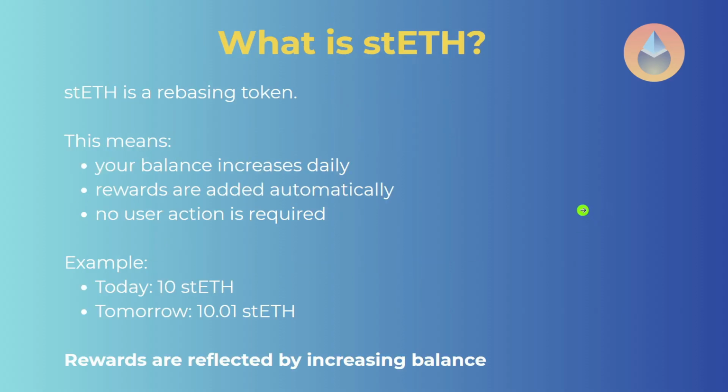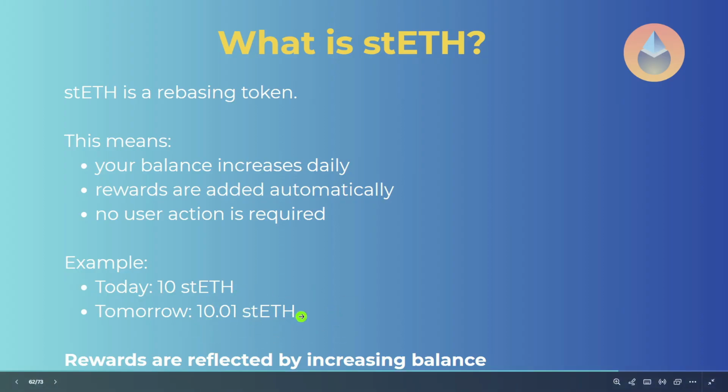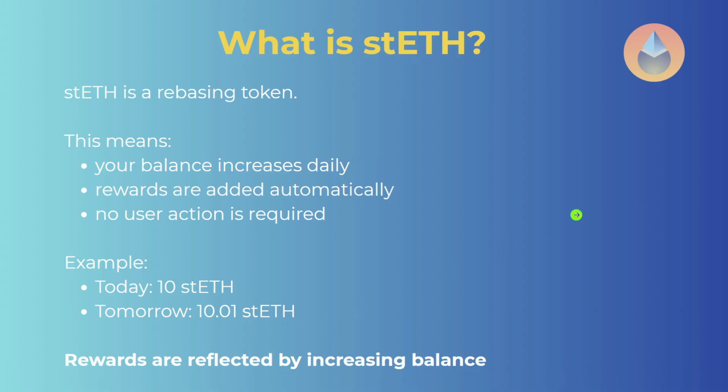As we said earlier, what is staked ETH? It is a rebasing token. This means that our balance increases daily. Rewards are added automatically. No user action is required. For example, if today I have 10 staked ETH, tomorrow I will have 10.01 staked ETH because this reflects the rewards. So rewards are reflected by increasing balance. The balance of our staked ETH tokens in our portfolio will increase automatically.